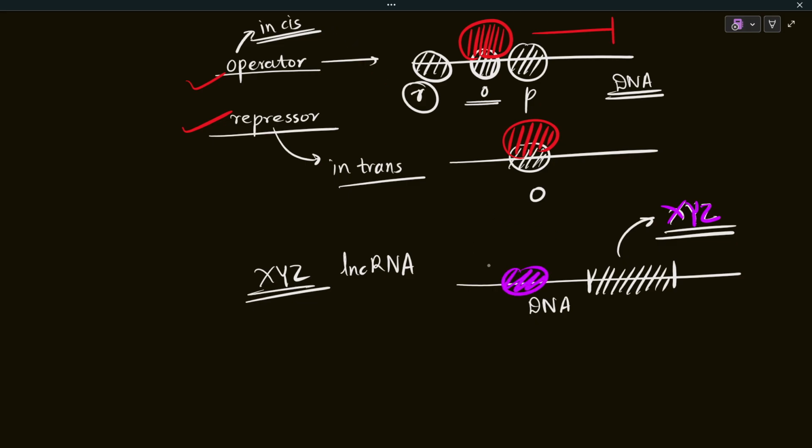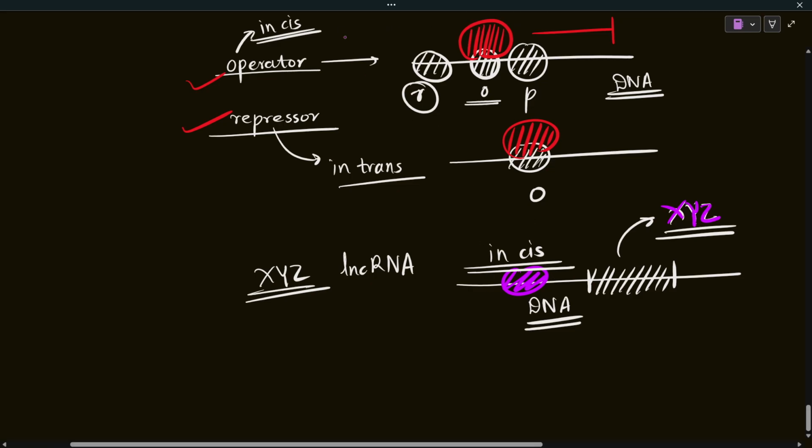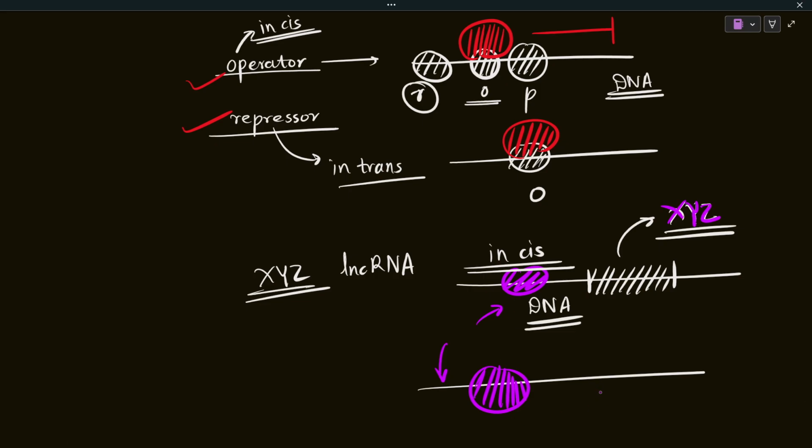We say that it works in cis fashion. It is regulating the DNA of its origin. That is what we call cis fashion. And if it goes and binds to other DNA strands, let's assume this is another DNA molecule, now this XYZ can bind to the DNA of its origin as well as to a DNA strand from which it is not originated.